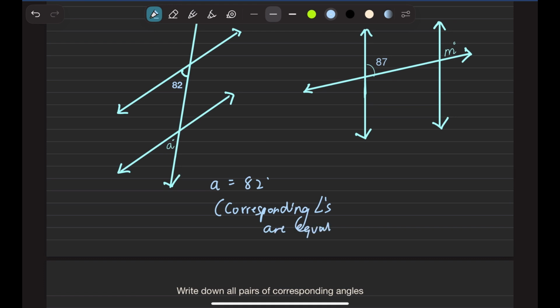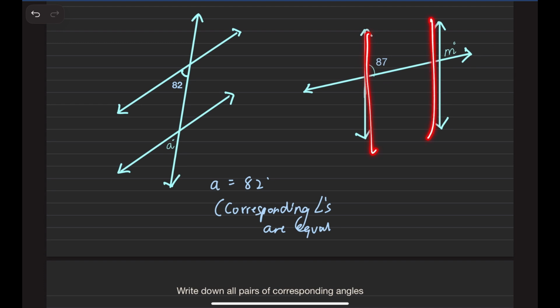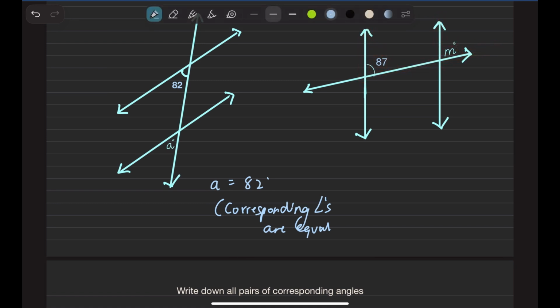Don't mind my handwriting, please. Okay, look at this one. These two lines are parallel to each other, right? This is parallel to this. So where is our F forming? 87 and M are corresponding, and so M is equal to 87. Reason? Corresponding angles are equal.